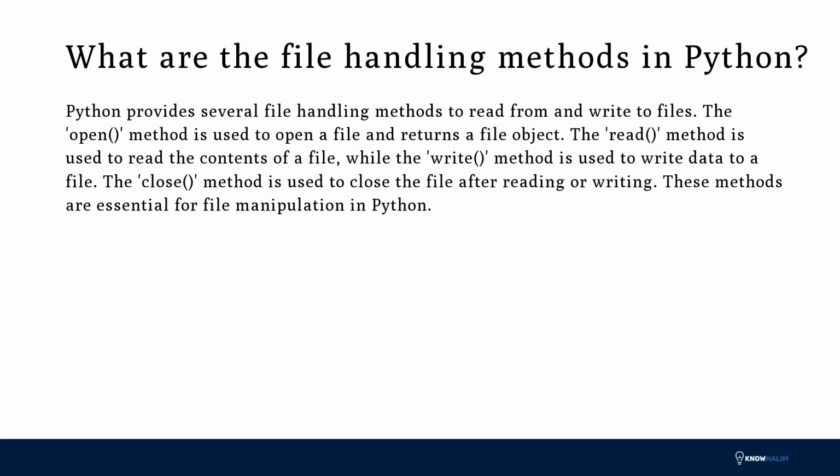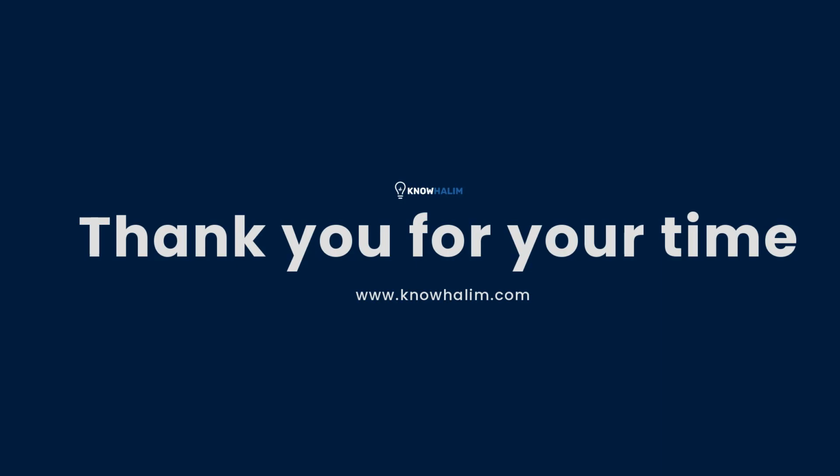What are the file handling methods in Python? Python provides several file handling methods to read from and write to files. The open method is used to open a file and returns a file object. The read method is used to read the contents of a file, while the write method is used to write data to a file. The close method is used to close the file after reading or writing. These methods are essential for file manipulation in Python.